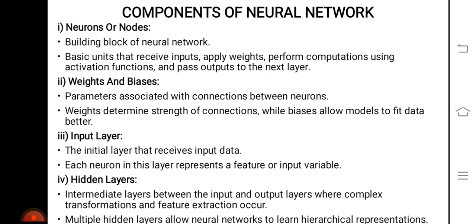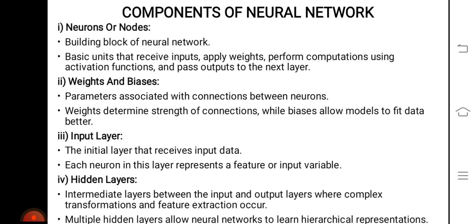Weights and biases are parameters associated with the connections between neurons. Some may have more weight, some may have less weight. Based on the bias and weight, we will perform the calculations. Weights determine the strength of connections, while biases allow the model to fit the data better.